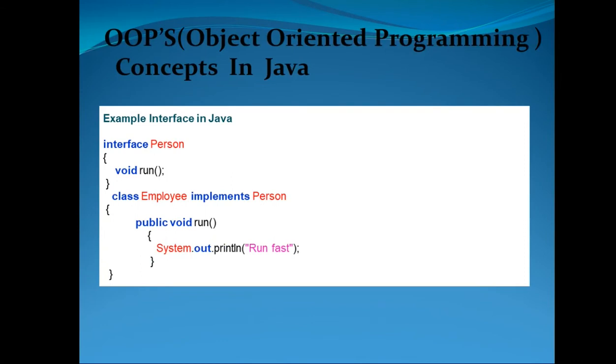Here is the example of interface in Java. Here we have interface Person with the method void run. After that we have a class Employee which implements Person, and after that we have the definition of void run, that is System.out.println run fast. So that's how an interface is implemented. Please note this diagram or this program.